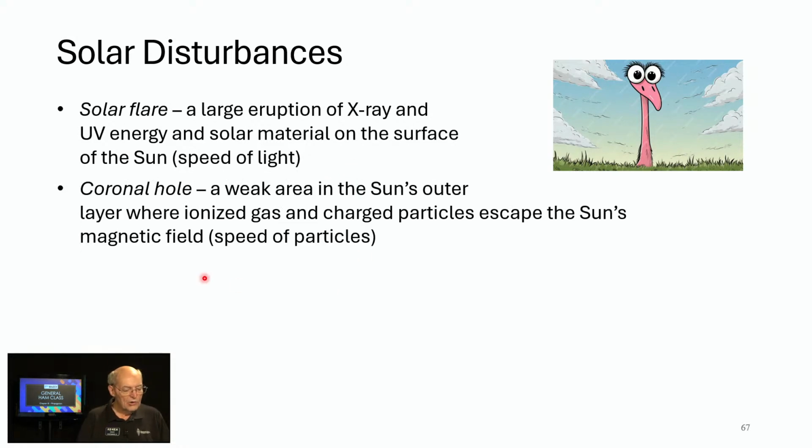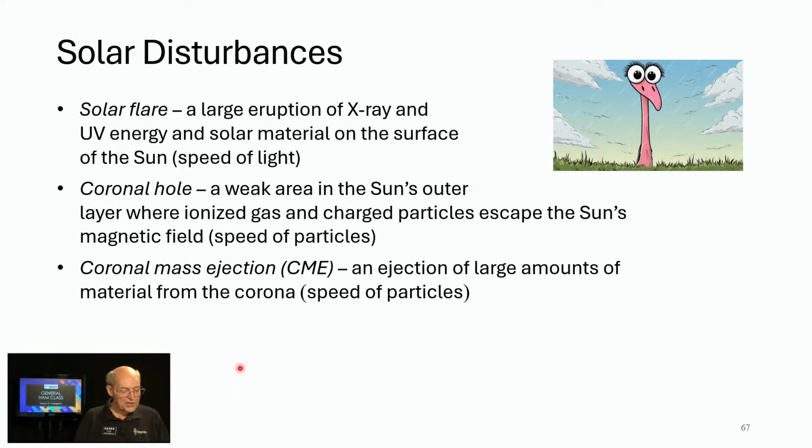A coronal hole is a weak area of the sun's outer layer where ionized gas and charged particles escape the sun's magnetic field. Here we're dealing with the speed of particles. That can be 10 to 20 to 40 hours. Kessler calls it junk, sun junk.